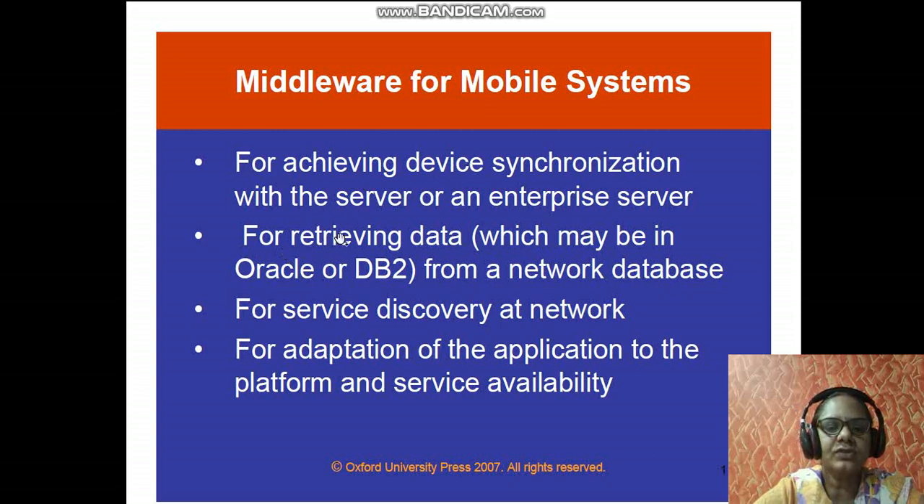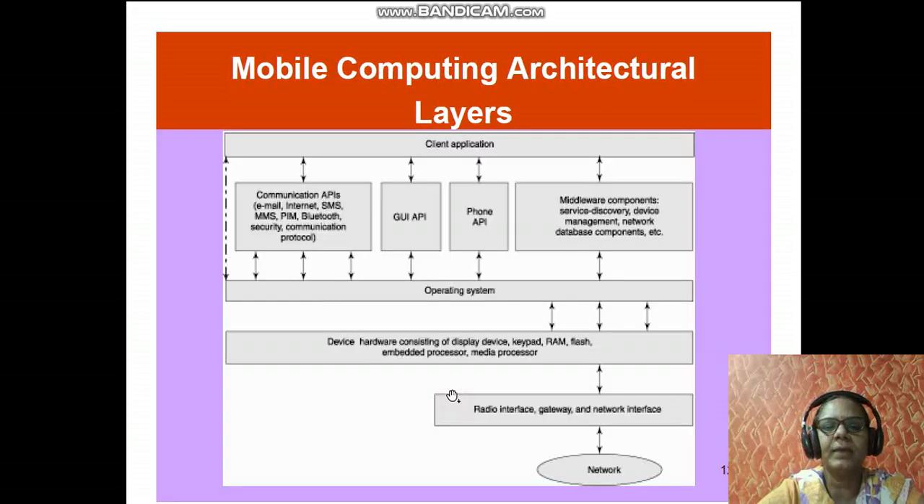It is also used for retrieving data which may be in Oracle or DB2 from the network database. So this middle layer is the interface between the front end and the back end. It is also responsible for retrieving data from the databases, for service discovery on a network, and for adaptation of the application to the platform and service availability. These are some of the features which the middleware of the mobile architecture provides.